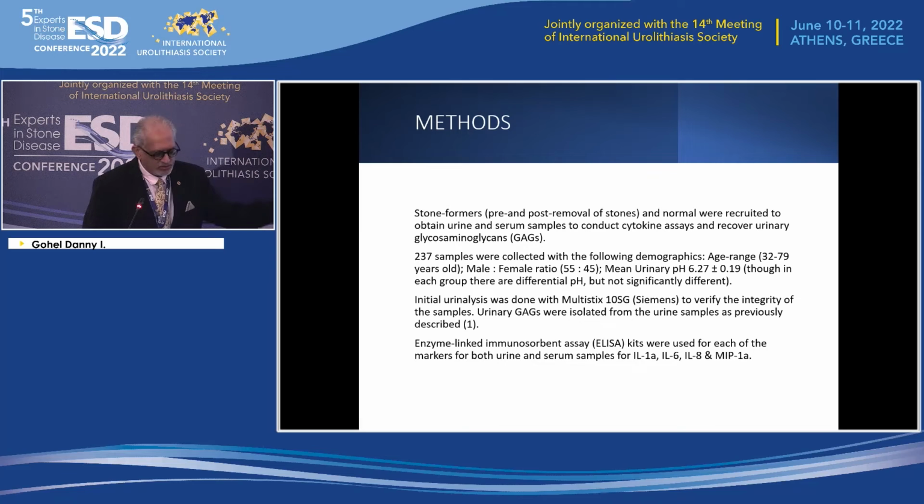We have already recruited 237 patients who are divided into different groups. We looked at the integrity of the urine samples by using the multi-sticks, and then we use, as you see here, these cytokines that we had shortlisted already. We had done an initial study with 10 cytokines, and we shortlisted these for further studies for the longitudinal study.